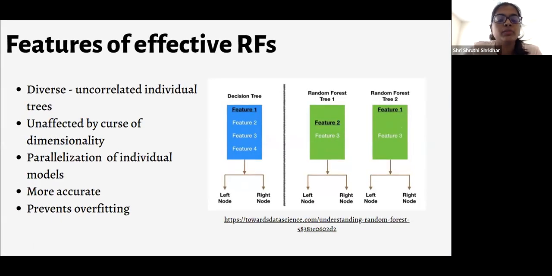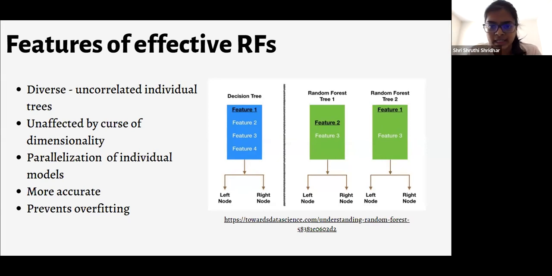Okay, so what are some features or important characteristics of an effective random forest? One thing that is very important and a good characteristic of an effective random forest is diversity. Since we are doing random sampling of data, we end up with diverse classifiers. Each of the individual decision trees is uncorrelated with the others and diverse in its own predictions.